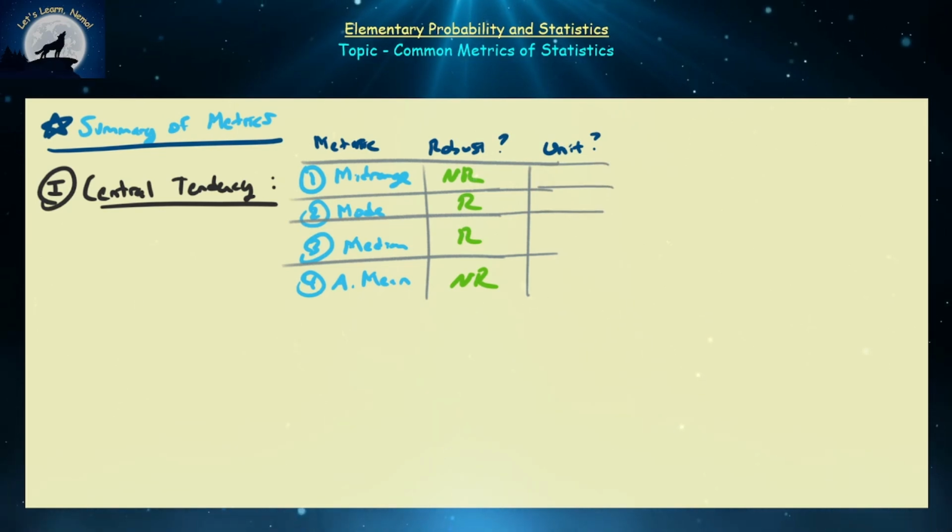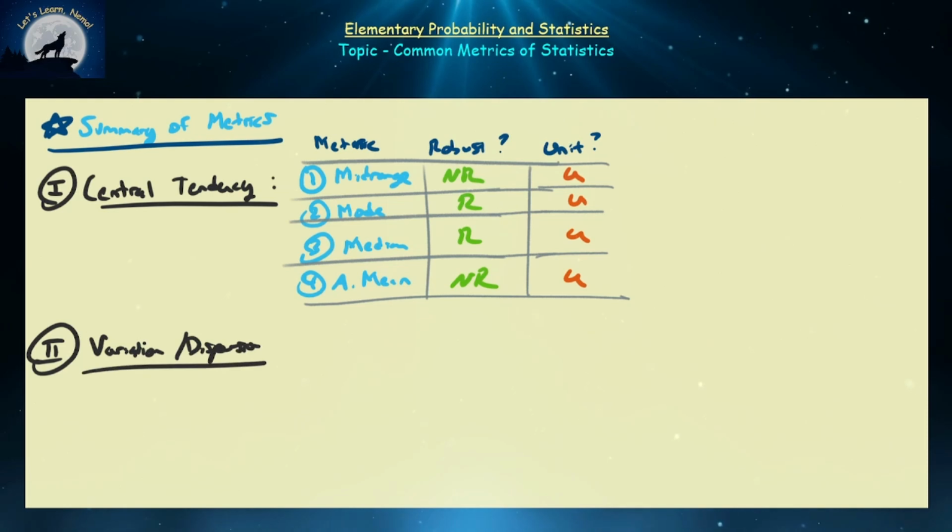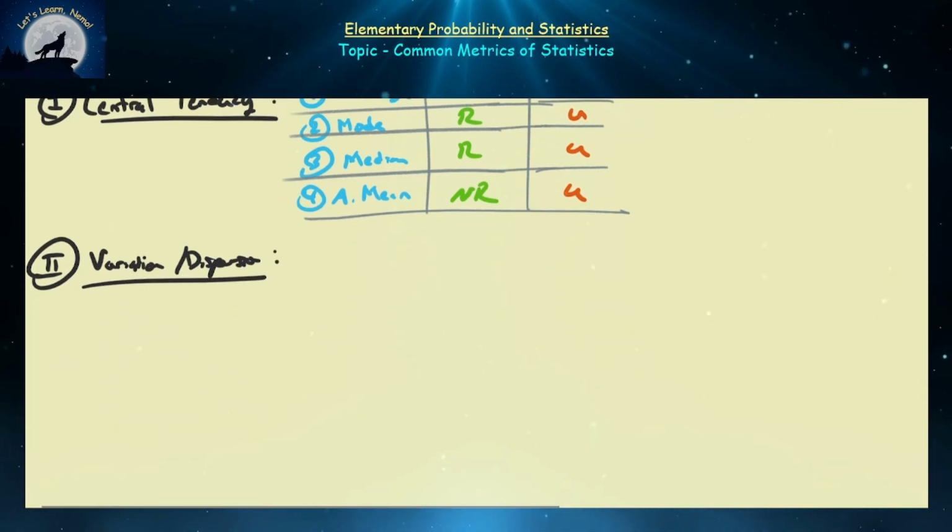So if we are measuring lengths of turtles in inches, then midrange, mode, median, and arithmetic mean will all be in the original unit that your measurements were in, right? So that's always a good thing. One of the other classes that we discussed was the measures of variation and dispersion, and we had quite a few measures to discuss here.